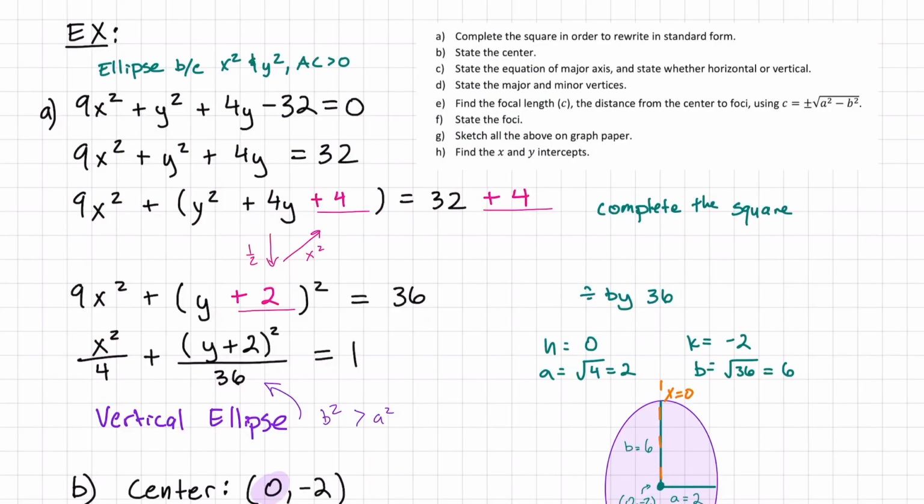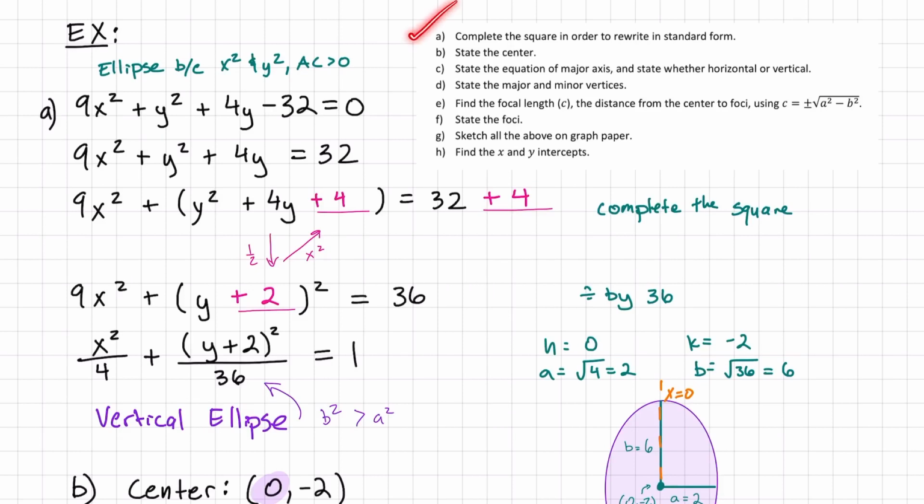All right, so let's take a look at this equation. We have 9x squared plus y squared plus 4y minus 32 equals 0. I know that this is an ellipse because we have an x squared and a y squared, as opposed to the parabola, when we just had one squared term, and a times c is greater than 0. That means they have the same signs, so that way I know that it is not a hyperbola like we'll see in our next video.